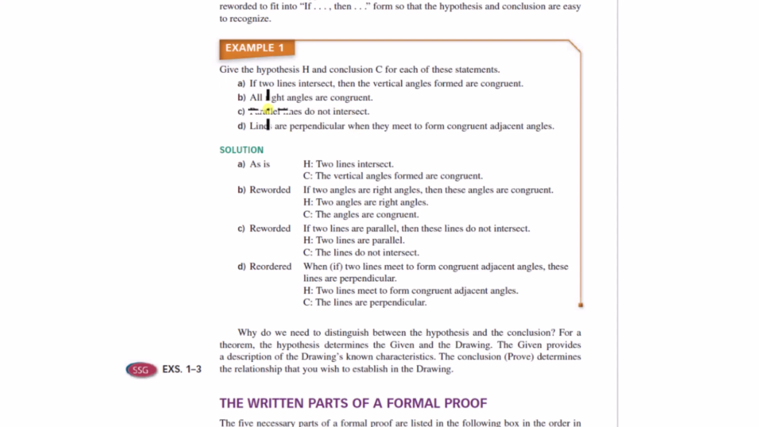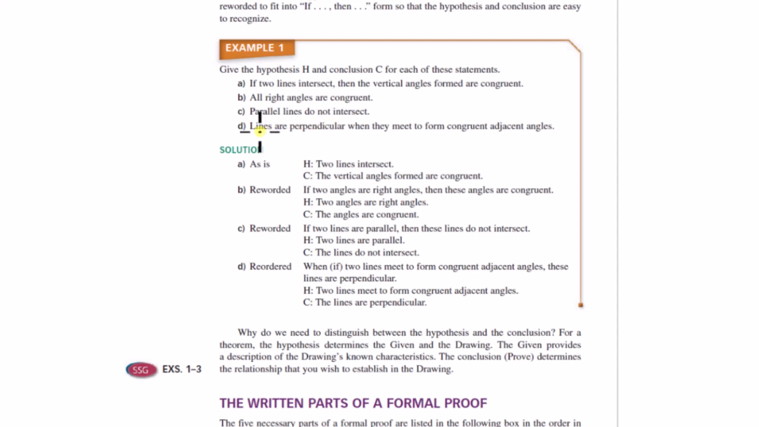So here you can try and put this into an if-then form. The hypothesis is if you have two right angles, or more than one right angle, then the conclusion is that they're congruent. So, if two angles are right angles, then these angles are congruent. Yeah, that's the if-then form.